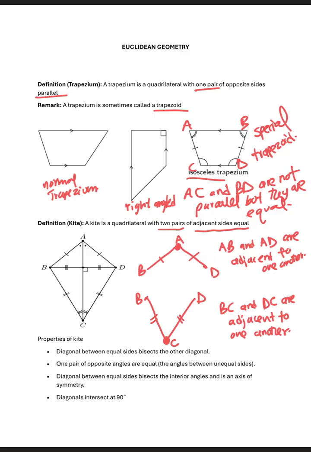And then we have one pair of opposite angles that are equal. These are the angles between the unequal sides.